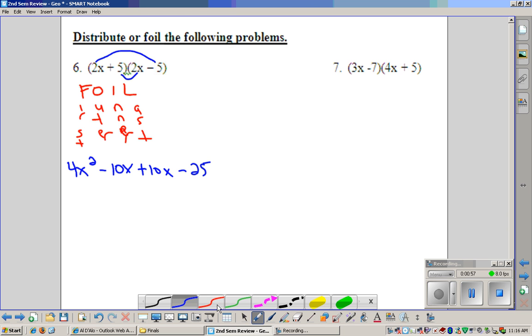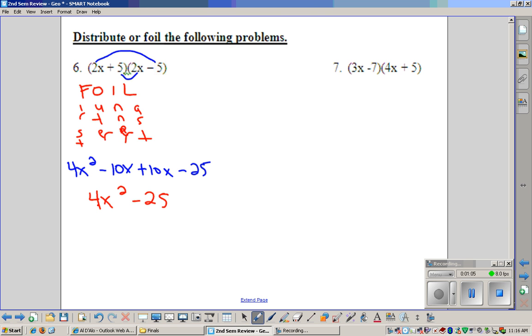And then, at this point, you would combine like terms, which is negative 10x plus positive 10x, and end up with just this. That's distribution. And we use the technique FOILing in order to do it. Let's try it again on number 7.